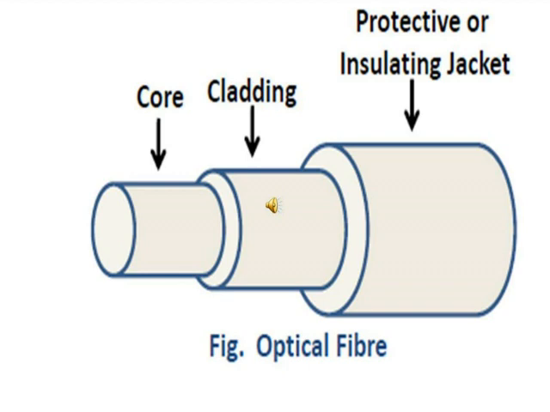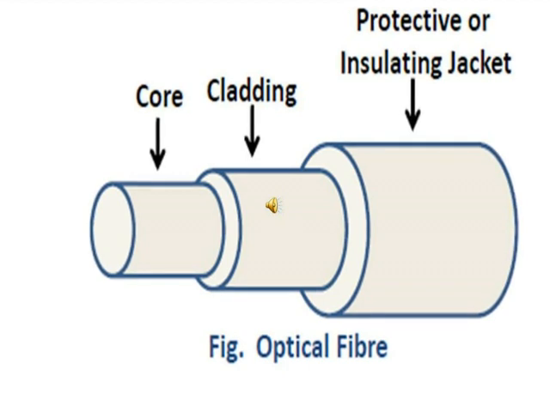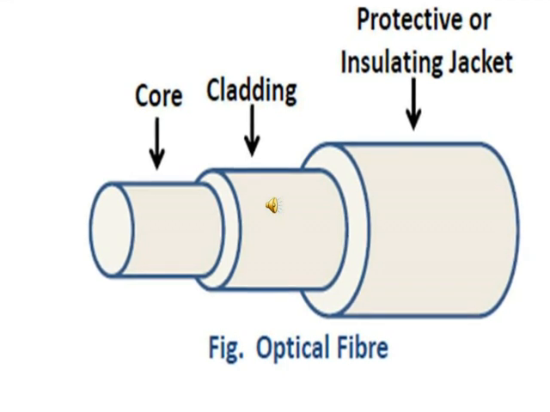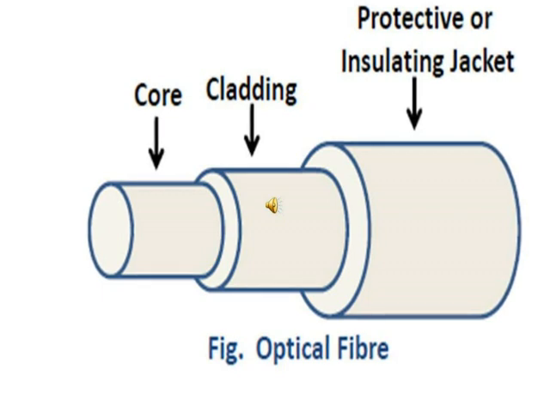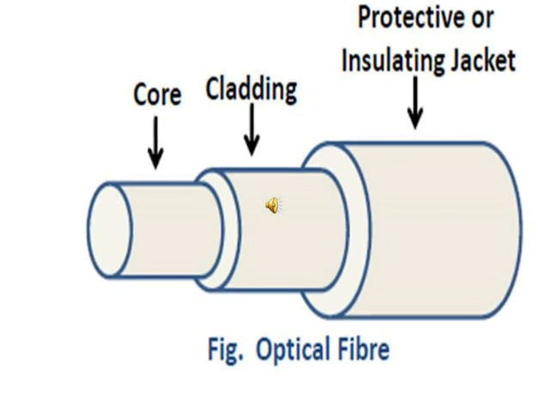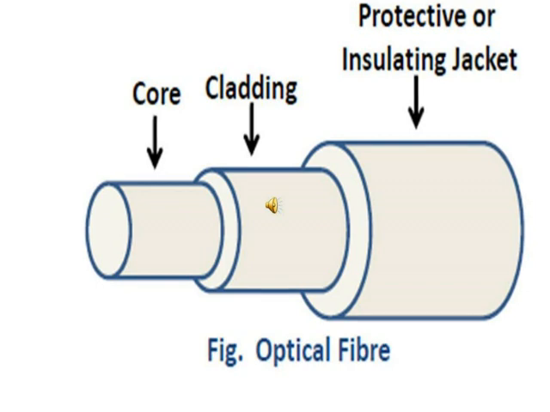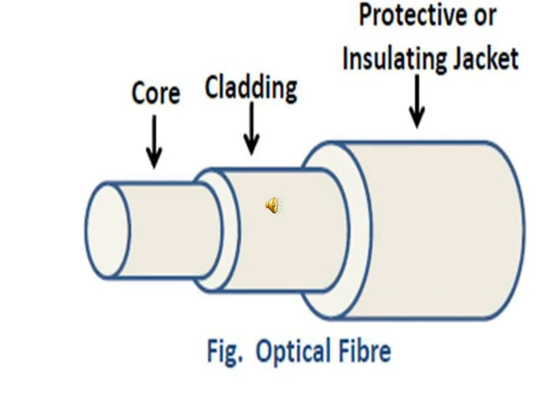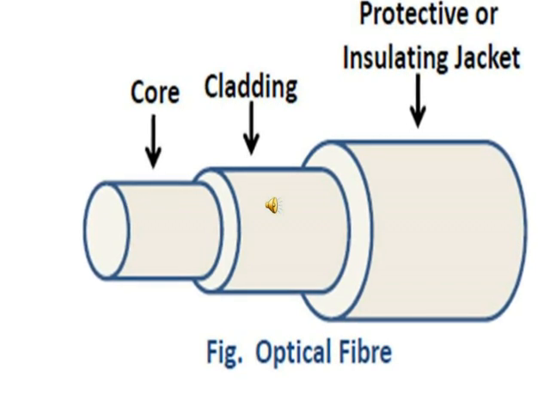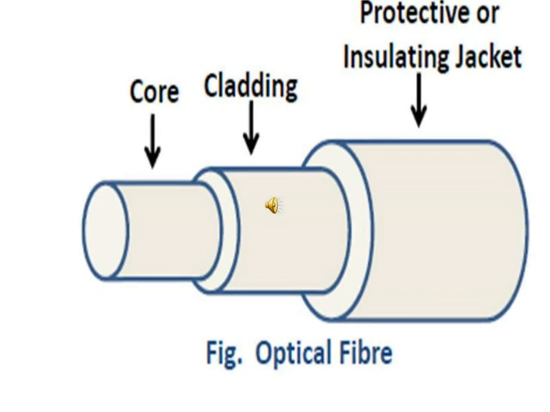Optical fiber. Optical means light, fiber means thin hair-like structure. Whenever the transmission of light occurs through a thin hair-like structure, it is named as optical fiber. The three main parts of the optical fiber are core, cladding and protective jacket.